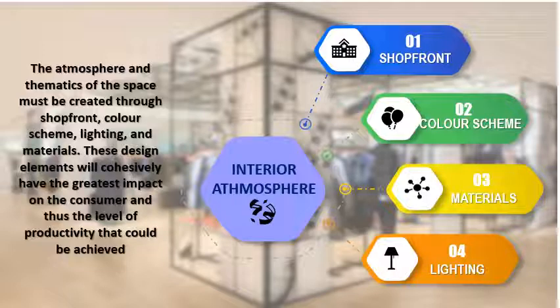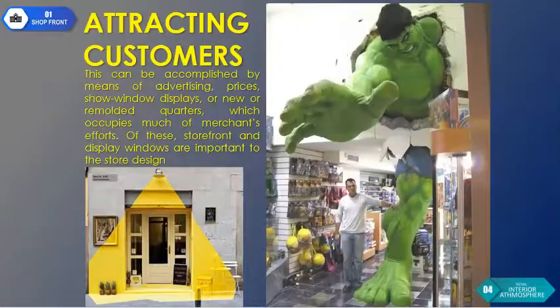Okay, these design elements will cohesively have the greatest impact on the consumer and thus the level of productivity that could be achieved. There are 4 elements: the shop front, the color scheme, the materials and the lighting. So let us go to the shop front first.